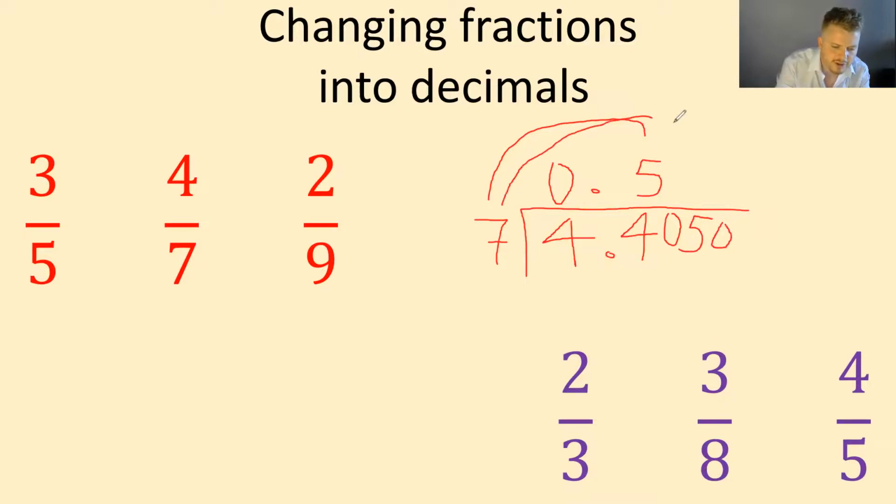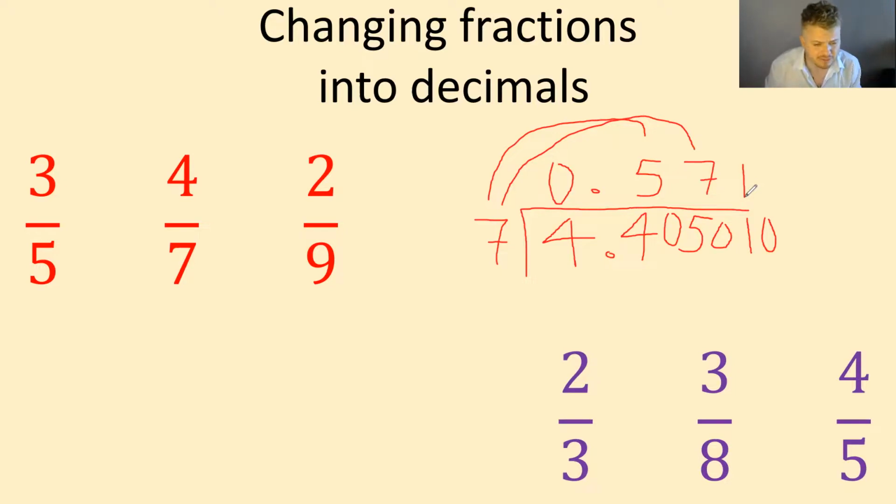How many times does 7 go into 50? 7, 14, 21, 28, 35, 42, 49. It goes in 7 times, and we land on 49. So we've got a remainder of 1. So put my remainder here, add a placeholder. How many times does 7 go into 10? Of course, it's just once. Now we've got another remainder of 3, but let's leave it there.